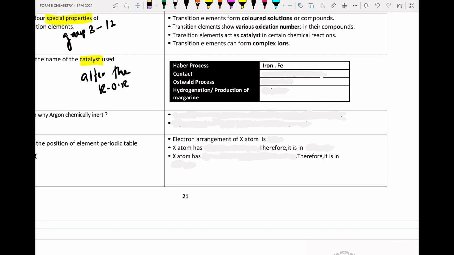Haber process, the name of the catalyst used is iron. Contact process, the name of the catalyst used is vanadium(V) oxide. Ostwald process, the name of the catalyst used is platinum. Hydrogenation process, the name of the catalyst used is nickel. Sometimes the student must remember this one.